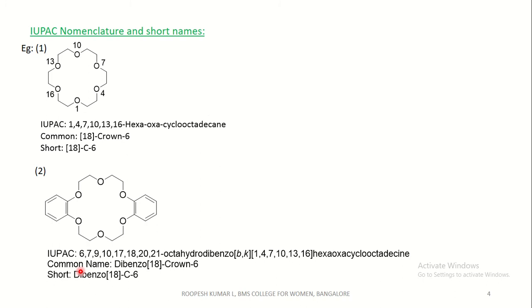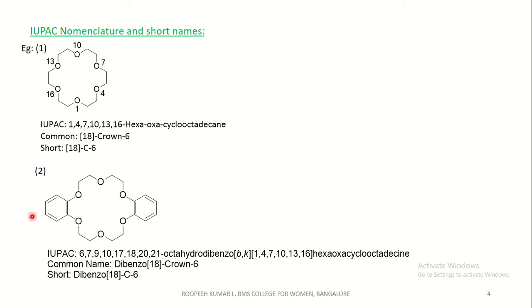Coming to the IUPAC nomenclature and short names, here they have taken 18 crown 6. This is the IUPAC name, where you can see at positions 1, 4, 7, 10, 13, 16 there is an oxygen ether group, hence it is called 1,4,7,10,13,16-hexaoxacyclooctadecane. There are 6 oxygen atoms, hence hexa-oxa. Common name is 18 crown 6, and in short form it is written as 18C6.